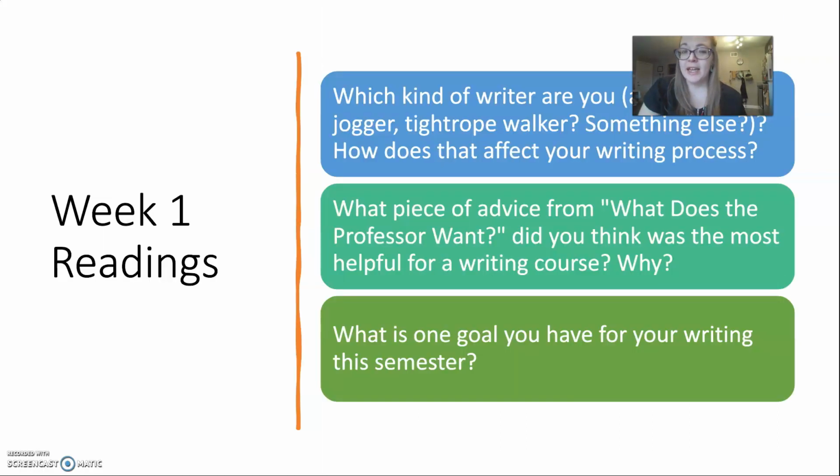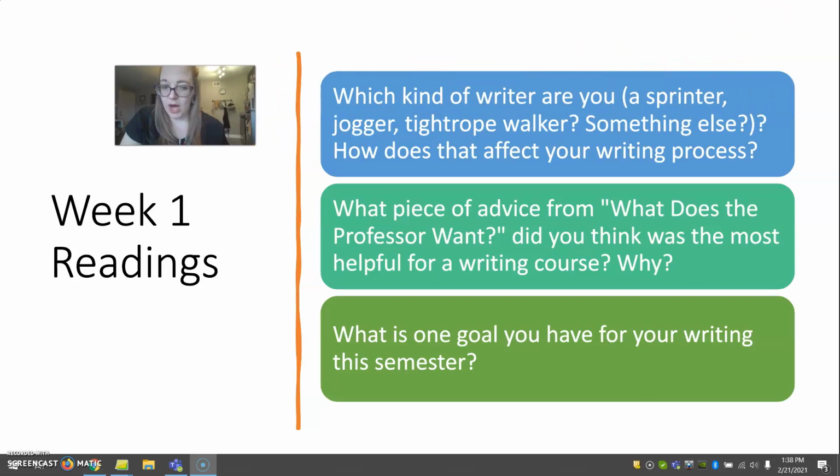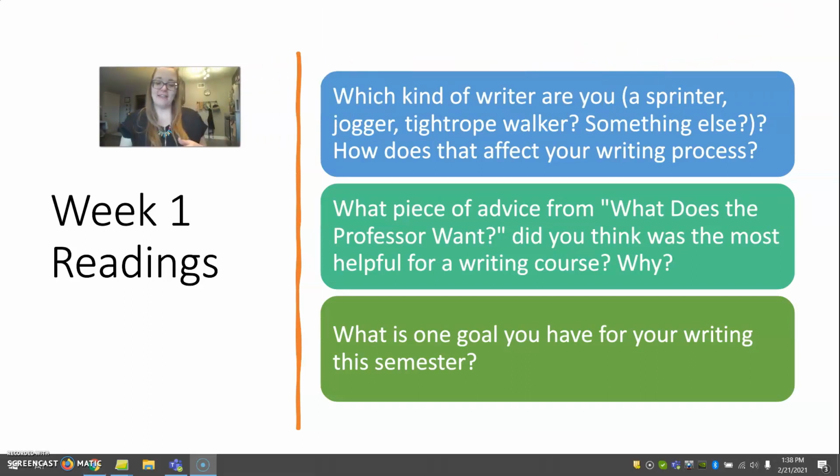So the readings that we had for week 1 were really just an introduction to writing, to sort of thinking as a writer. And so I wanted to give you some questions just to think about as you're moving forward in 101. And the first one is, what kind of writer are you? Are you a sprinter, a jogger, a tightrope walker? And what does that mean about your writing process?